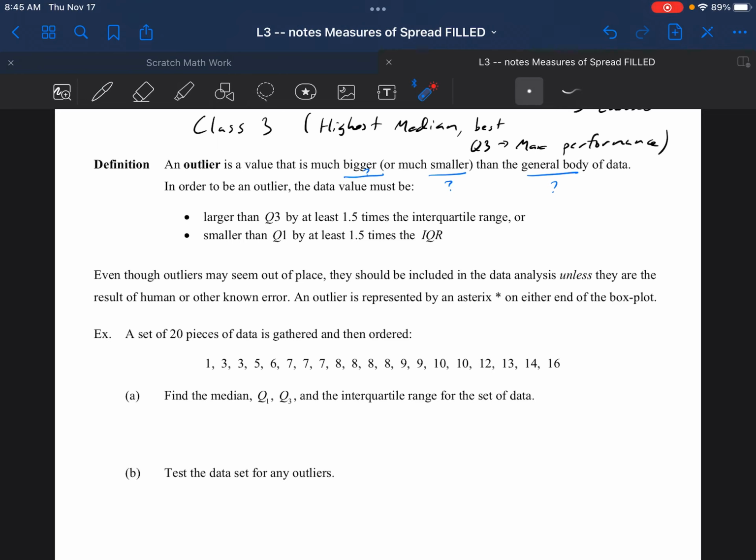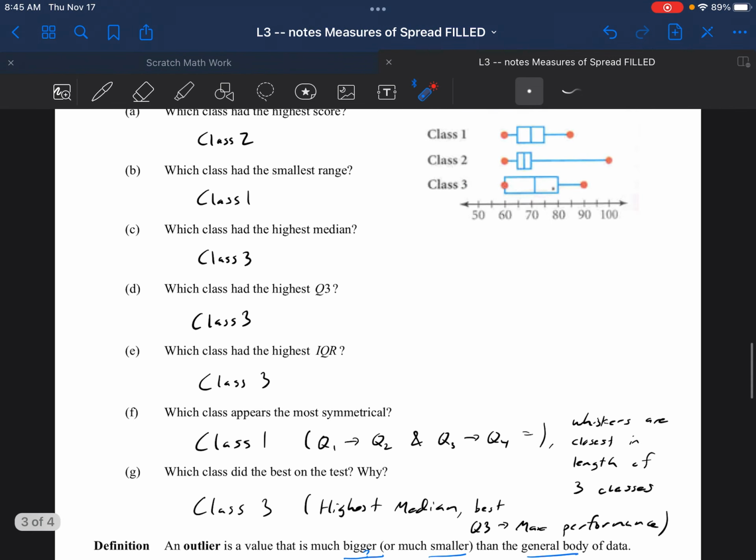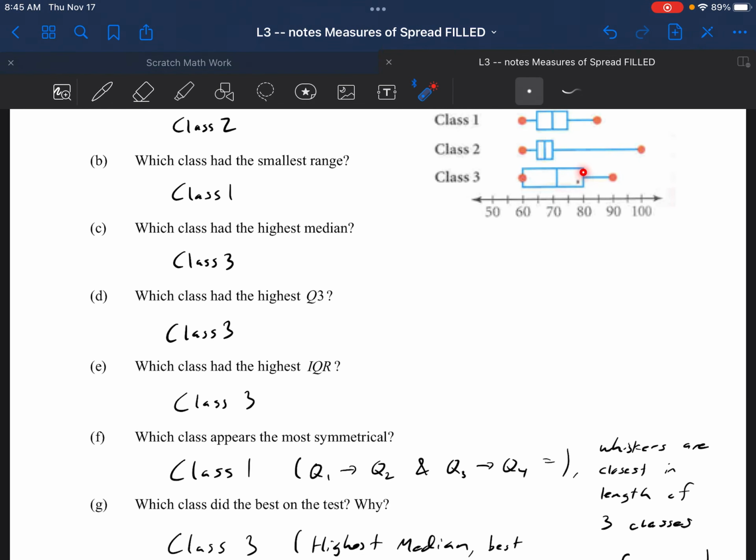And the definition says, for a data value to be an outlier, it has to be larger than Q3 by 1.5 times the IQR, or smaller than Q1 by 1.5 times the IQR. All right, so guys, essentially what we do, if you want to imagine it visually, is we take, let's say, here's Q3, right? And here's the IQR. So we would take that distance and we'd multiply by 1.5. And then we'd add that distance on to Q3, and we'd subtract it from Q1. And if there were data values that were beyond that, they would be outliers.